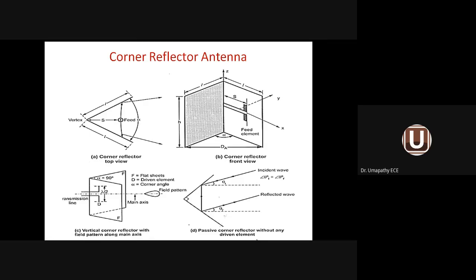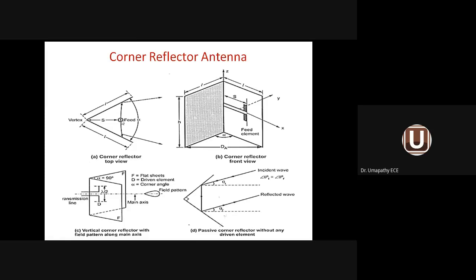So once again I tell you, we have two elements with respect to a reflector antenna. One is called the primary element. The second one is called the secondary element, or otherwise the primary element is called the feed, driven element, even active element. So all three mean only the same. See subdivision A, corner reflector, top view. We are seeing the top view of the corner reflector antenna.